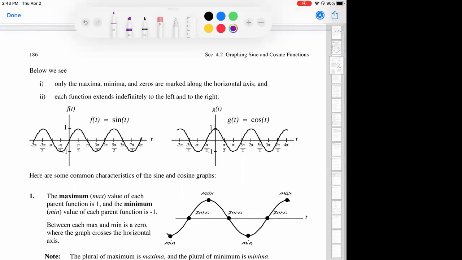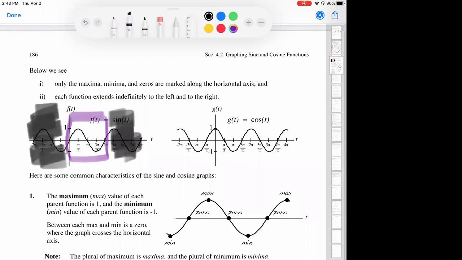Below we see only the maximum, minimum, and zeros are marked along the horizontal axis, and each function extends indefinitely to the left or right. So even though I know you can't see where my hands fall, when we graphed it on that second page, we only graphed up to 2 pi. So we only graphed this window. Everything else we ignored. It wasn't part of our graph, right? We just focused on this little graph and we highlighted it and we worked it out, right? We saw where that came from.